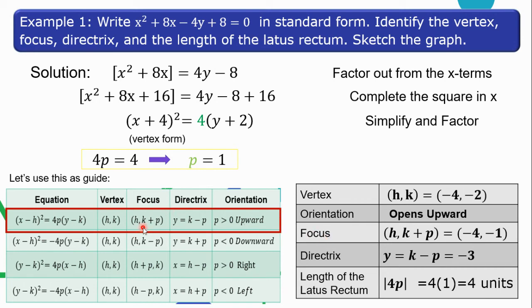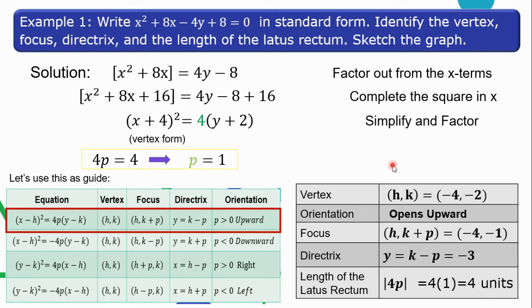And our focus is (h, k plus p). So k, we just add p, which is 1. So negative 2 plus 1 is negative 1. So our focus is at negative 4, negative 1. Our directrix is y equals k minus p. So negative 2 minus 1, that's negative 3. And our latus rectum is 4p. Since p is 1, our latus rectum is 4 units.